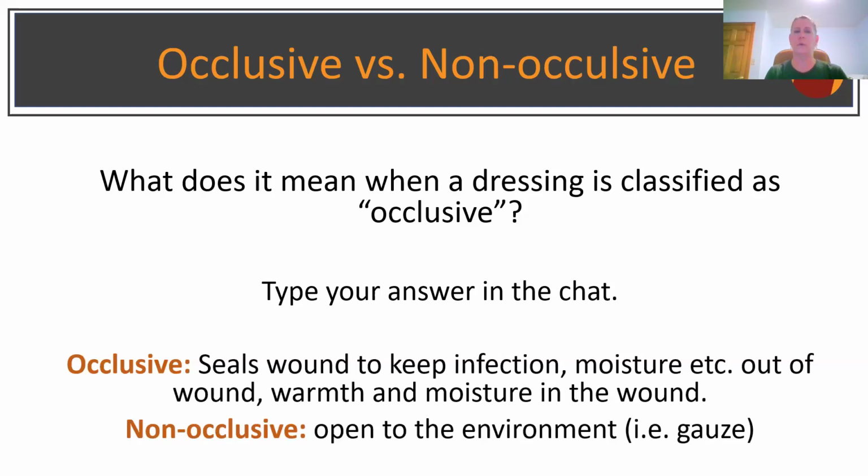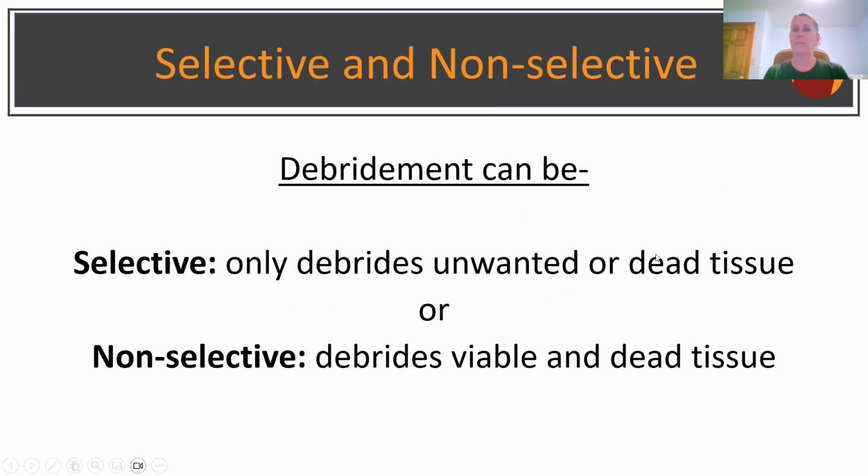So occlusive seals the wound to keep infection and moisture out, keep it warm, keep the moisture in, and something non-occlusive is fairly open to the environment, not completely, but fairly. Okay. Debridement can be selective. That means we're only debriding what we want to debride. We're only debriding the dead tissue. Non-selective debridement is a technique where we're debriding dead tissue, but we're also debriding viable or healthy tissue. So that is not preferable.